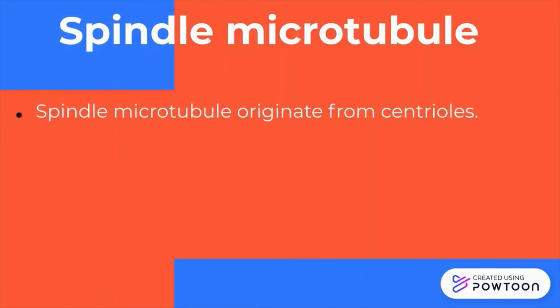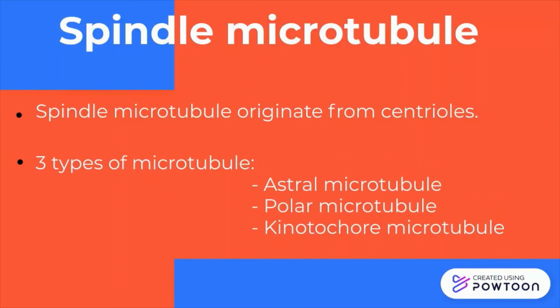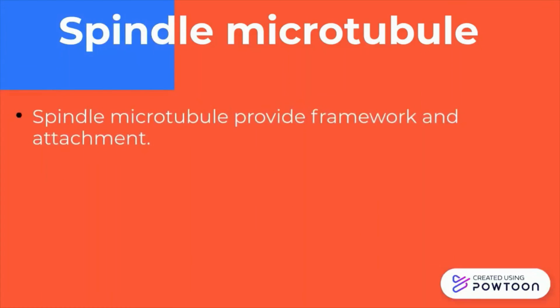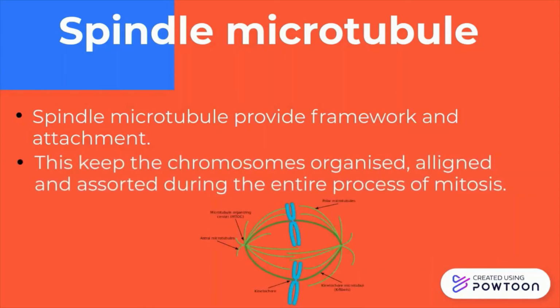Microtubules originate from centrioles. There are three types of microtubule: astral microtubule, polar microtubule, and kinetochore microtubule. In the beginning of cell division, all these microtubules appear as spindle microtubules. This spindle microtubule provides a framework and means of attachment that keeps chromosomes organized, aligned, and assorted during the entire process of mitosis.